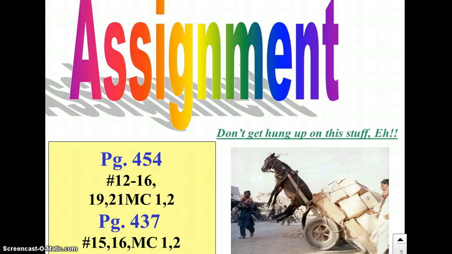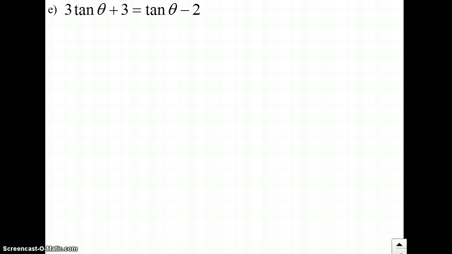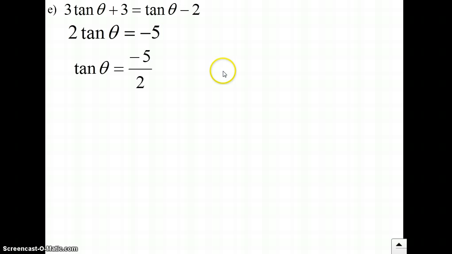All right, let's try E. E says I now have two tangent thetas. In order to solve any equation, you want to get your variables together on one side. So I'm going to minus tangent theta from this side. And at the same time, I'm going to subtract 3 from both sides. So 3 tangents minus 1 tangent gives me 2 tangents. And negative 2 subtract 3 gives me negative 5. I'm now going to divide both sides by 2, so I get tangent theta equals negative 5/2.